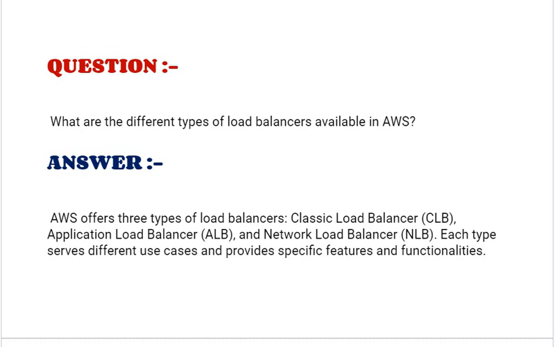Our next interview question is: what are the different types of load balancers available in AWS? Your answer should be: AWS offers three types of load balancers: Classic Load Balancer (CLB), Application Load Balancer (ALB), and Network Load Balancer (NLB). Each type serves different use cases and provides specific features and functionalities.